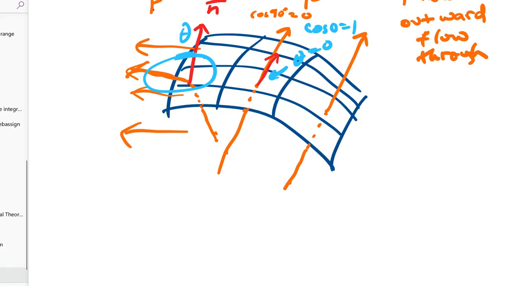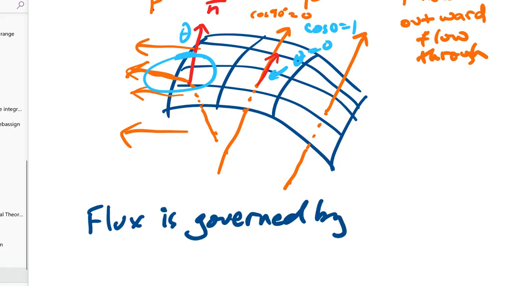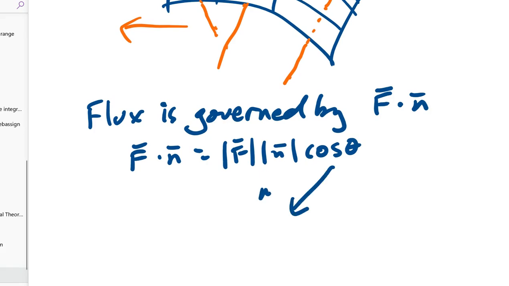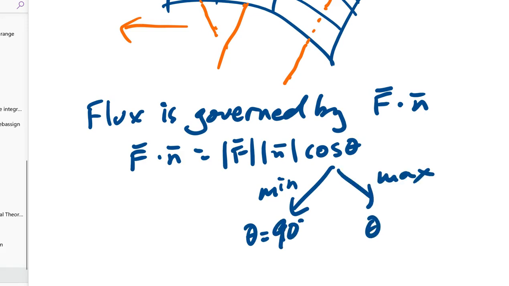So the flux is governed by the vector field dotted with n, because F dot n, remember, is the length of the vector times the length of n times the cosine of the angle between them. The minimum is when theta is 90 degrees. The maximum is when theta is 0 degrees. So that's why the dot product comes up.